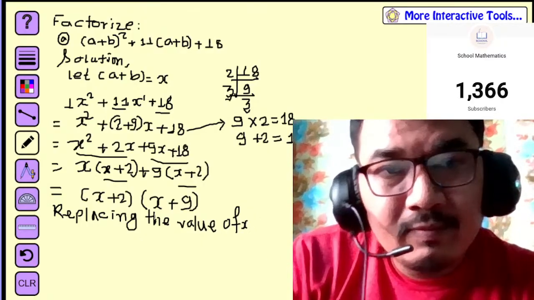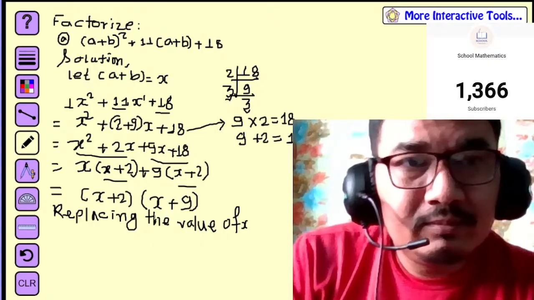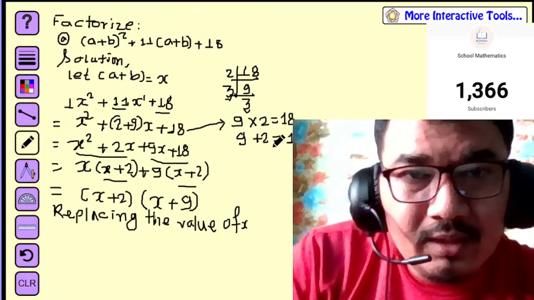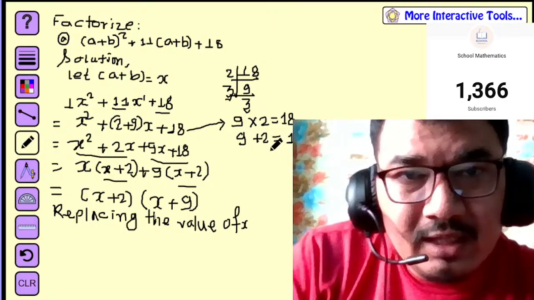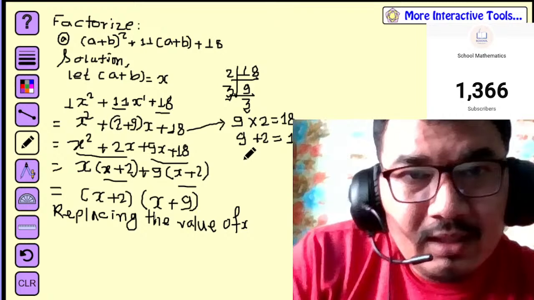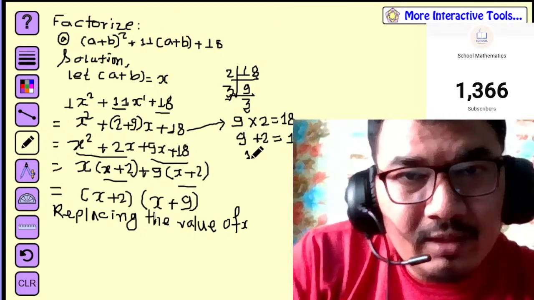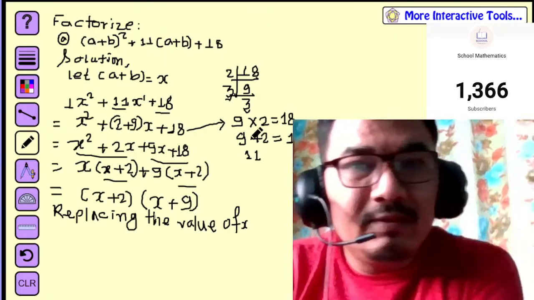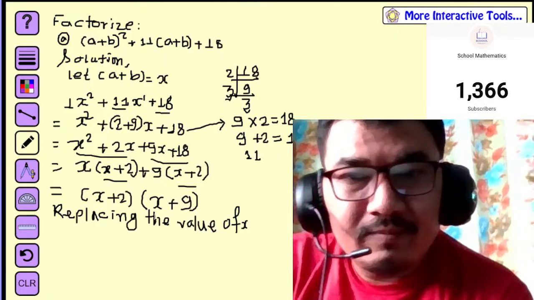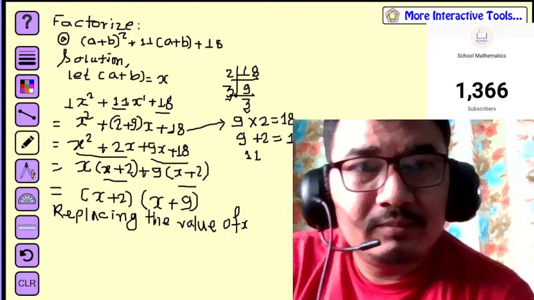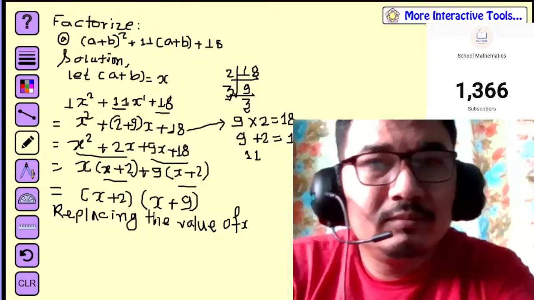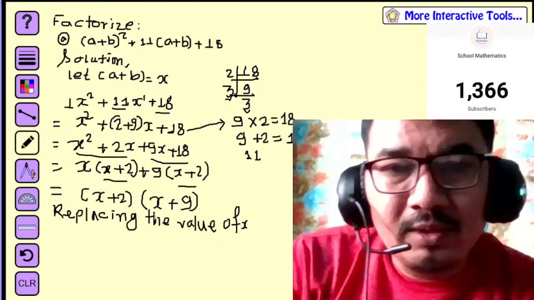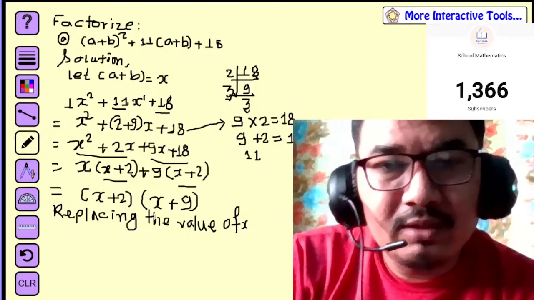Then look, children, I have shown already this one. This 9 plus 2 is 11, then 9 into 2 is 18. By adding this one, 9 and 2, it will come 11, and 9 into 2 is 18, right? And now after this, look here, what you have to do. See here, children.